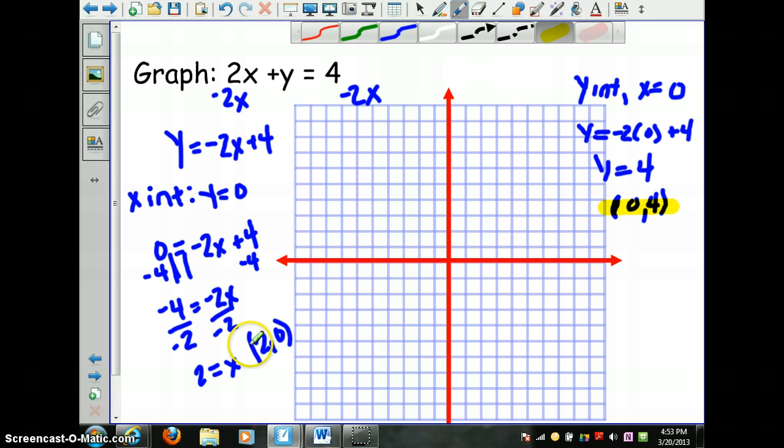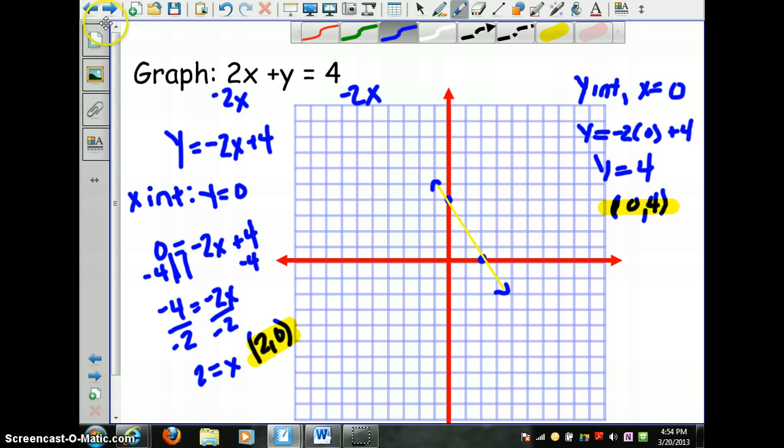Okay, so we have this point and this point. So 0, comma 4, 1, 2, 3, 4. And 2, comma 0, 1, 2. Make your line. And make your little arrows here. And there's your line. So this is another way to graph.